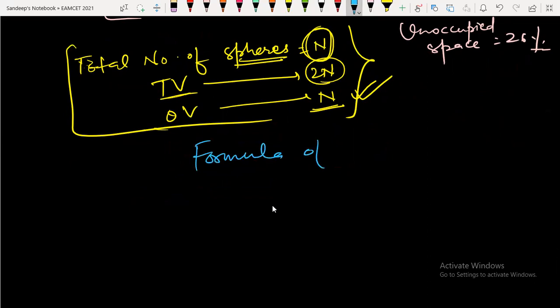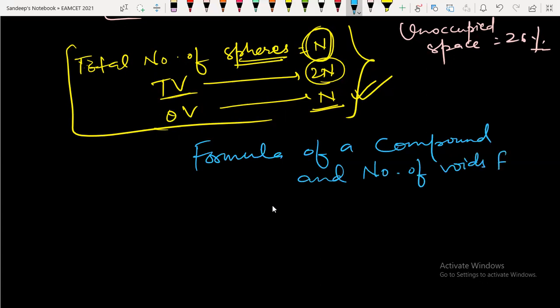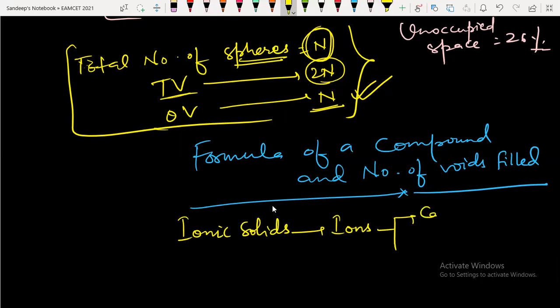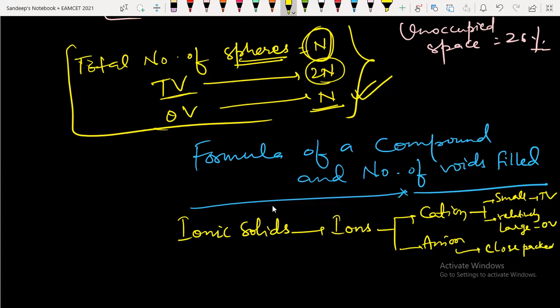Formula of compounds and number of voids filled. For ionic solids, you know that ionic solids are made up of ions. Ions are of two types: one is called the cation and another is called the anion. If the cations are relatively small, they will occupy tetrahedral voids. If they are relatively large, they will occupy octahedral voids. And anions will form the closed packed structure.